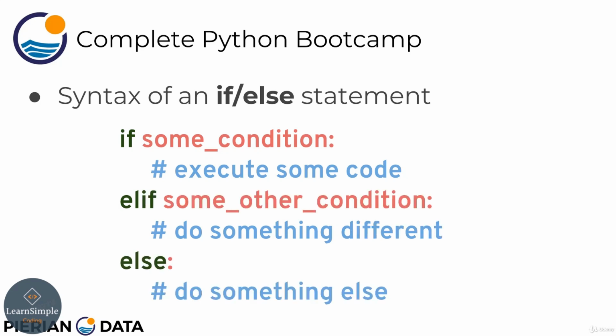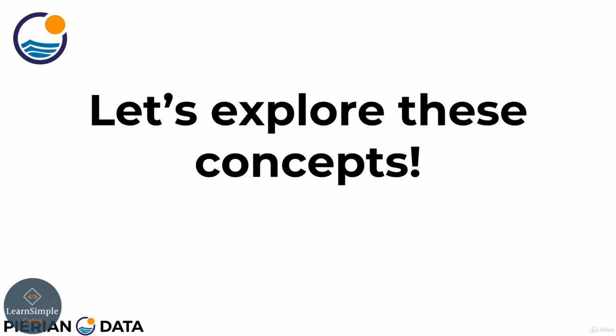If you want to check for multiple conditions before that else statement executes, you can have an elif statement. Basically you say if some condition, execute some code, elif some other condition, do something different, and you can have as many of these elifs as you want. Then finally, all the way at the end, you can have an else statement to do something else. Okay, let's explore all these concepts by actually coding out some examples in a Jupyter notebook.